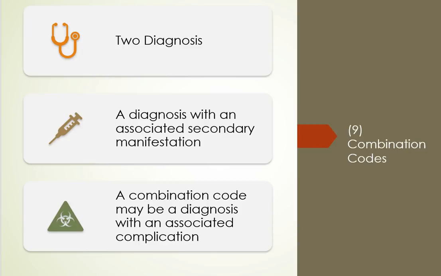Of note, your combination codes are actually identified by referring to your subterms in the alphabetical index and reading your instructional notes. Now, the funny thing is, in our first video, we spoke about those instructional notes. Of note, when a combination code lacks the necessary specificity in describing the manifestation or complication, an additional code can be used as a secondary code.